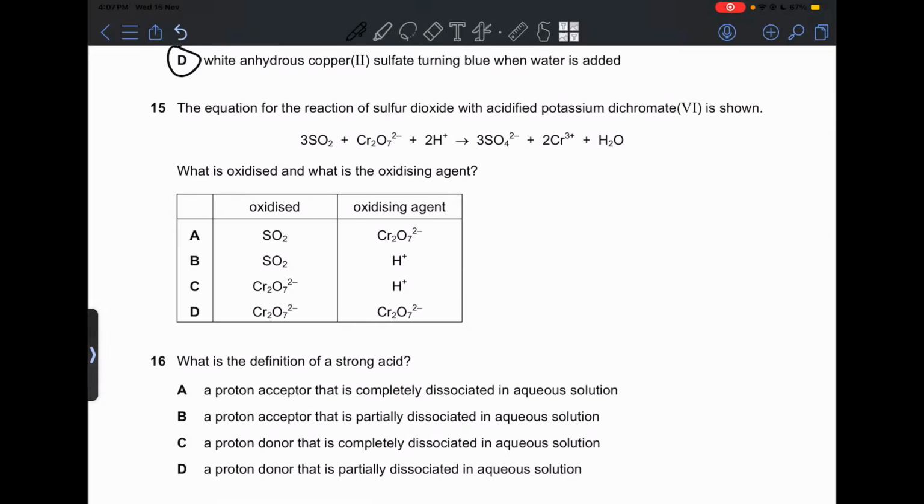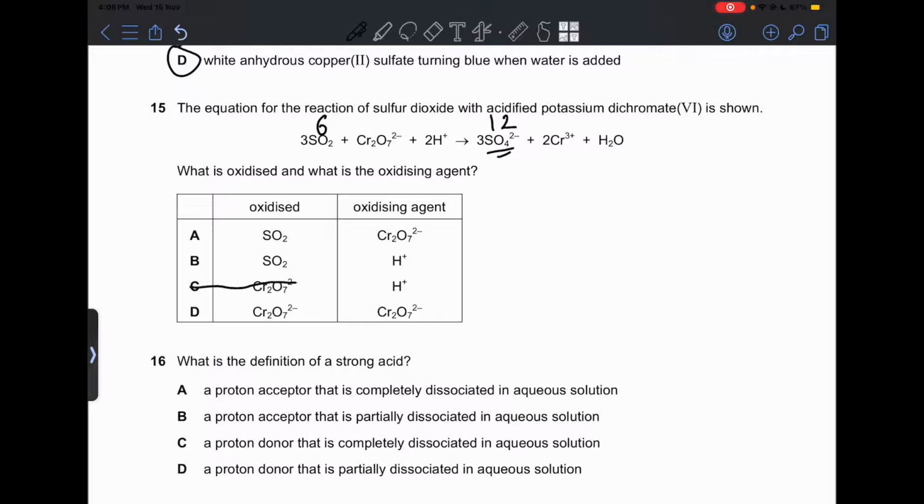15. The equation for the reaction of sulfur dioxide with acidified potassium dichromate is shown. What is oxidized and what is the oxidizing agent? We know if something is oxidized, that means it gains oxygen, and an oxidizing agent is something that loses oxygen, but makes something else gain the oxygen. So over here we can see that the sulfur oxide had 6 oxygen atoms, and on this side it actually has 12 oxygen atoms. So it gained oxygen. This means that it became oxidized.